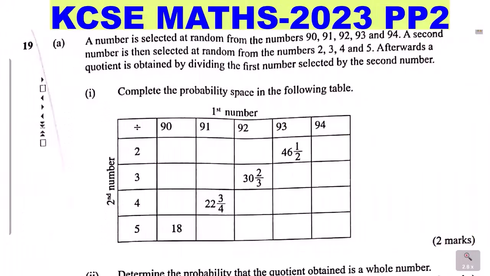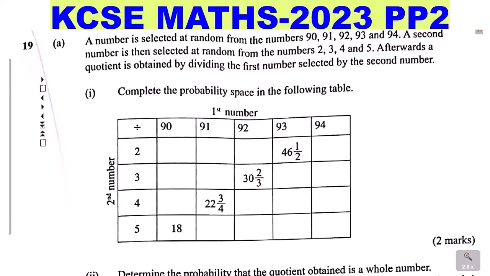Question 19, part A. A number is selected at random from the numbers 90, 91, 92, 93, and 94. A second number is then selected at random from the numbers 2, 3, 4, and 5. Afterwards, a quotient is obtained by dividing the first number selected by the second number. Part 1. Complete the probability space in the following table.